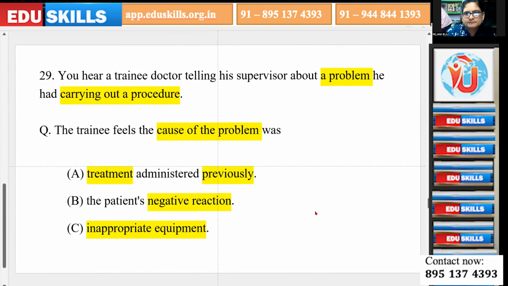Only the talk is going between the trainee and the supervisor. But option A is talking about the treatment, no? The question is asking about the cause.